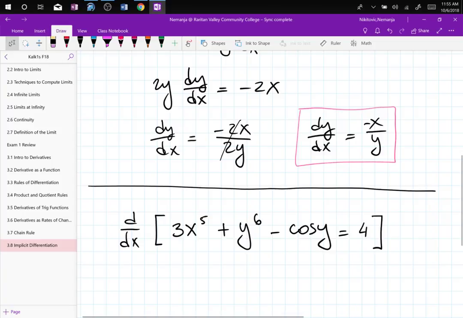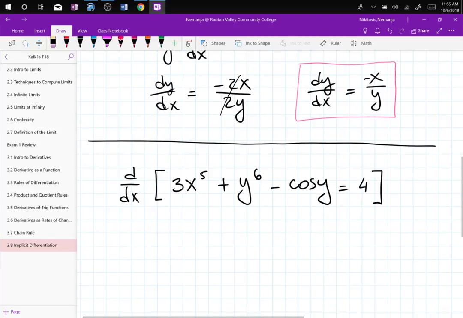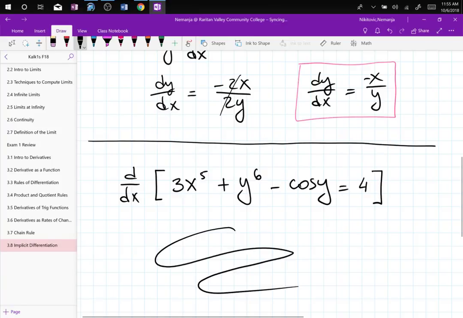You can plug this into Mathematica and see what it looks like. It's going to be some kind of line, right? Definitely not going to be a function because of y to the 6, because of cosine y, and so on. You will have to have some squiggles for the vertical line test to fail, right?